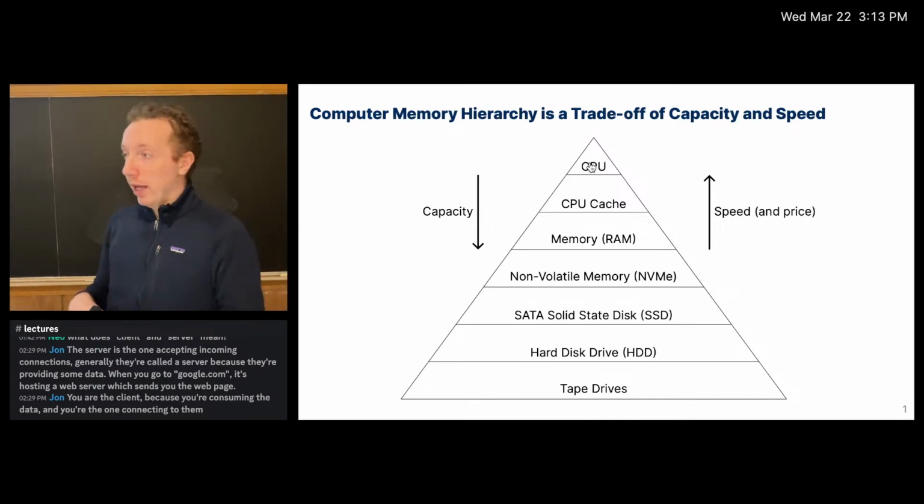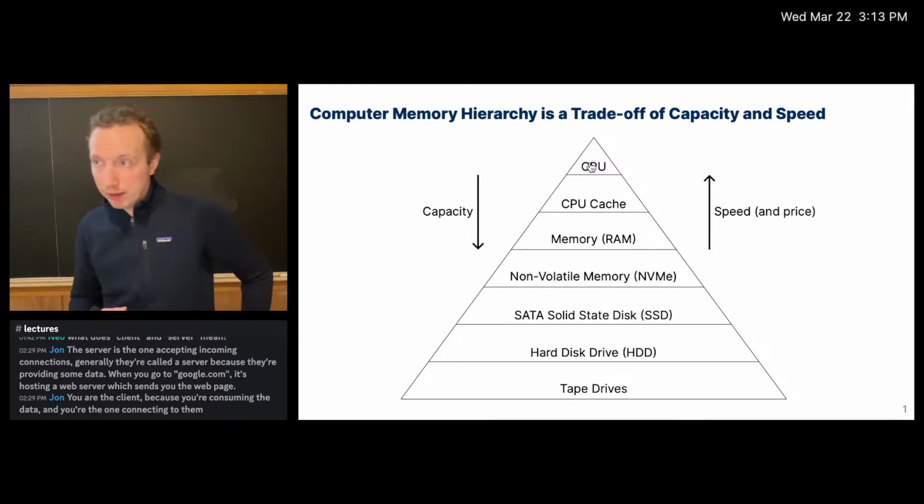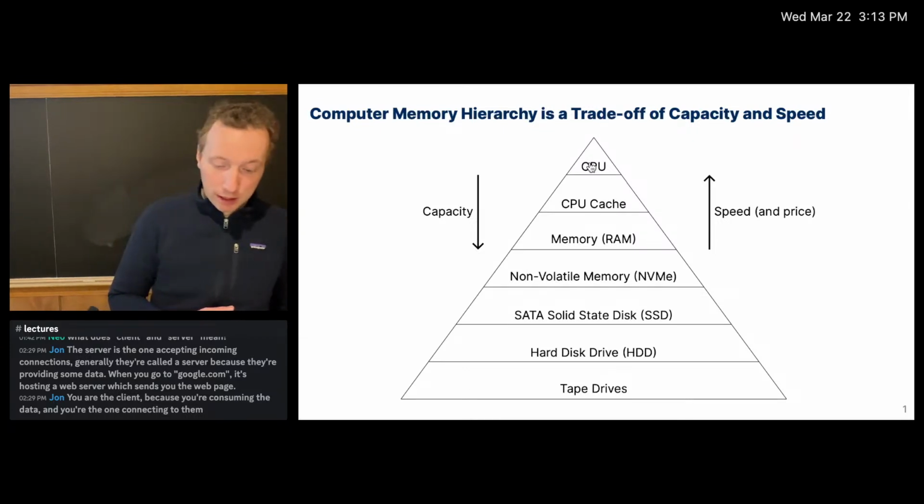Below that is memory. That's RAM, your random access memory, all of your volatile memory that gets wiped whenever you reboot your computer. That's pretty fast, the capacity is pretty good, and it's not that expensive, typically in the gigabyte range. Like 64 gigabytes of memory is not uncommon now.